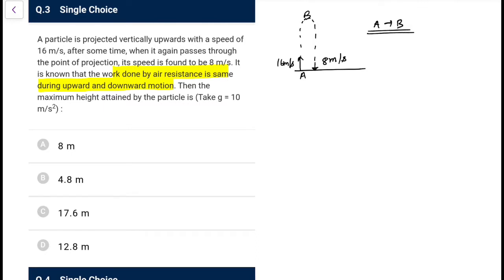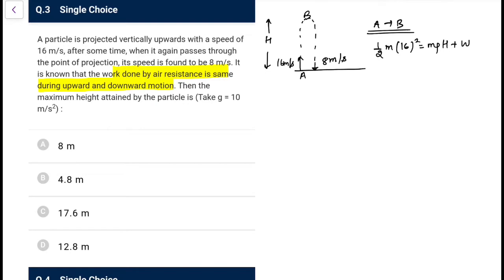So what I can say, initially it was kinetic energy, finally it is potential energy plus the energy lost. So the total energy initially was half m 16 square. That would be now utilized either as, let's call this height h, so it would be mgh plus the energy dissipated, that is the work done by the force, let's say W. The question says the work done by the resistance going up and down is the same.